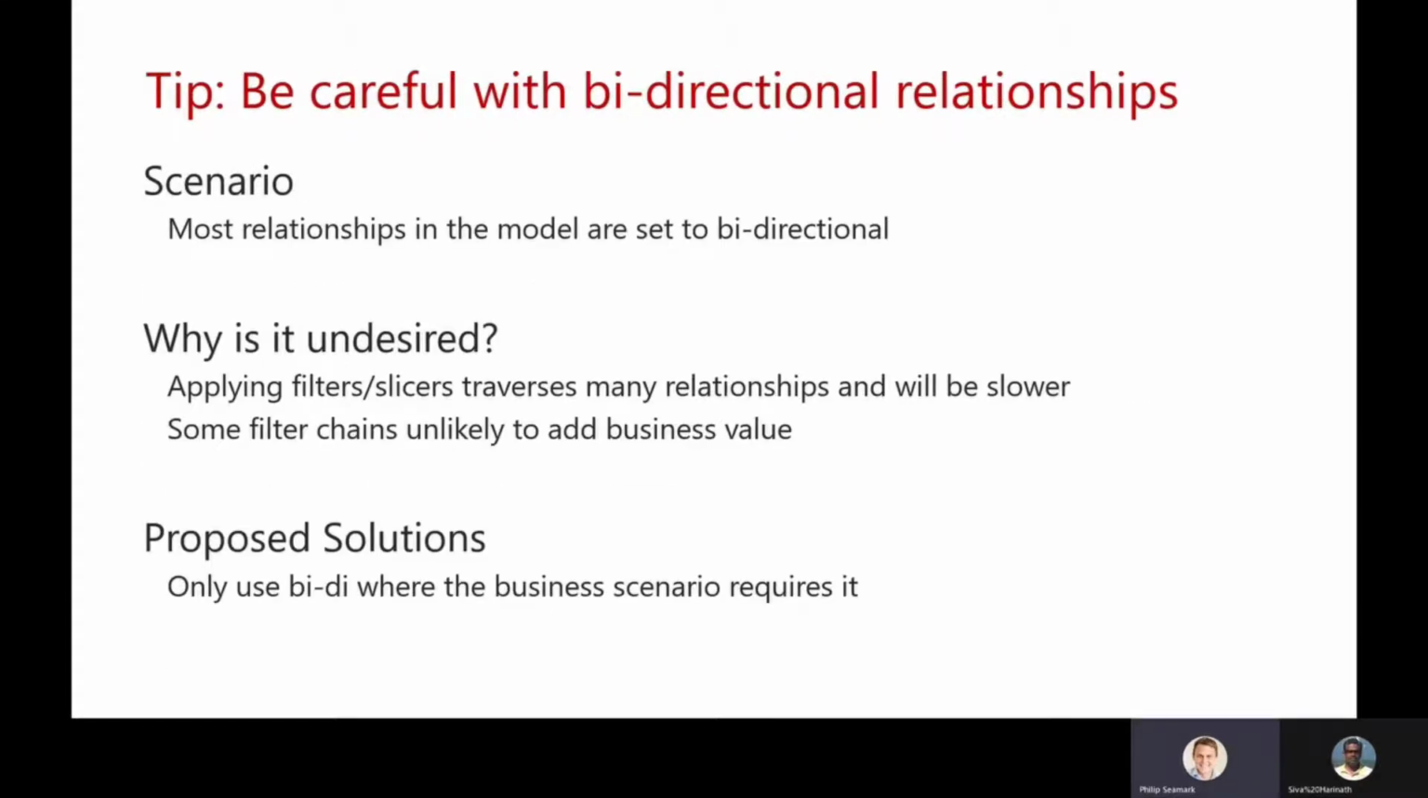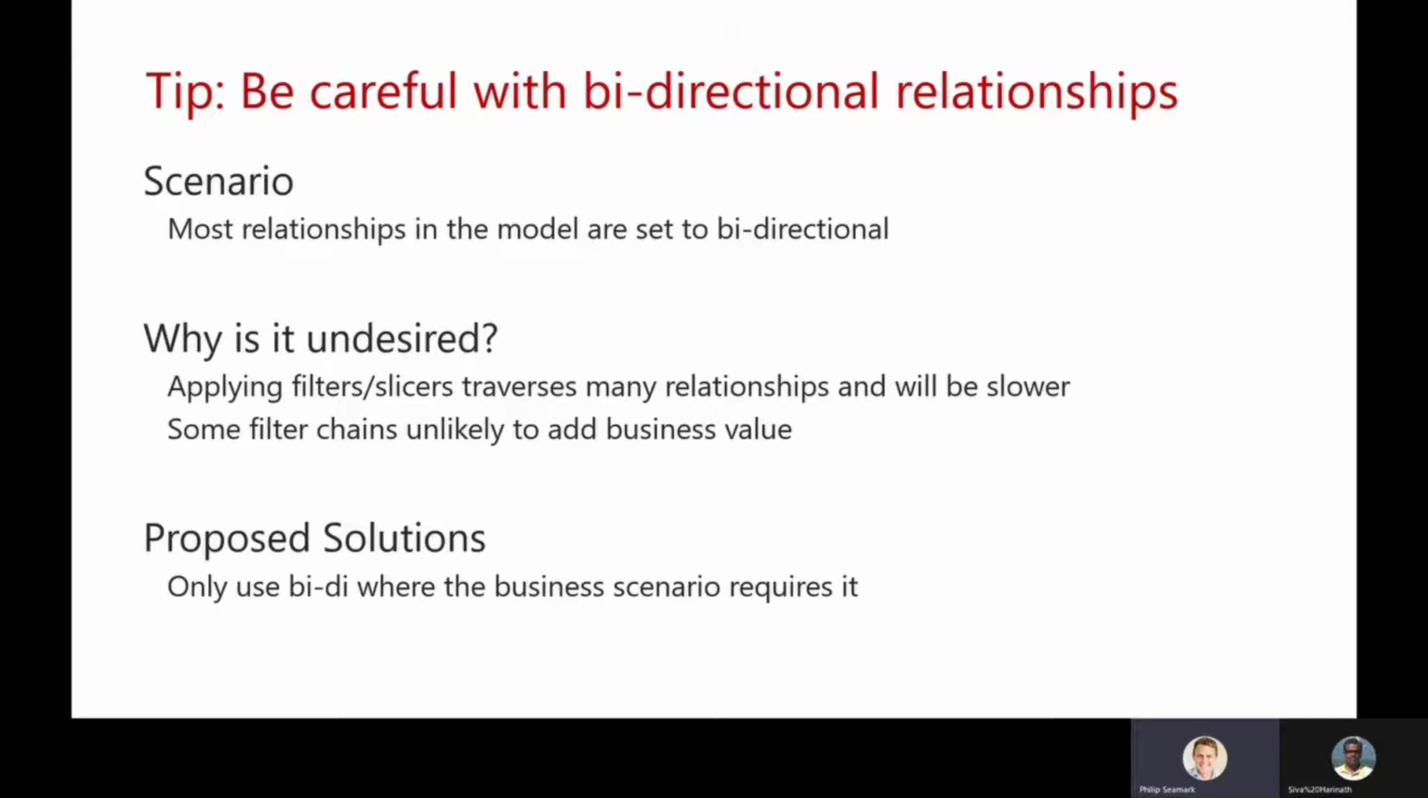Definitely be careful with bidirectional relationships. So with Power BI data modeling, when you create a relationship between two tables, you've got the ability to specify whether it's a classic single direction, i.e. when I select a value in my dimension, that filter will propagate down the relationship and filter any fact table connected to that. Remember, you can have multiple fact tables, and that works well.